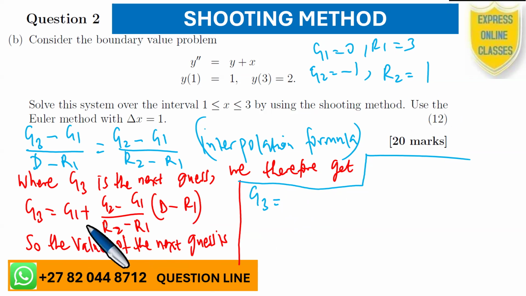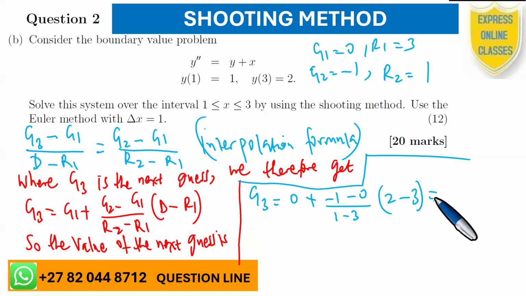So now we plug everything into the interpolation formula. Guess one becomes zero. Guess two becomes negative one. R2 becomes 1. R1 becomes 3. D becomes 2. Right, so now we have minus 1 divided by minus 2, which is 1 half. Minus 1, which is minus 0.5.